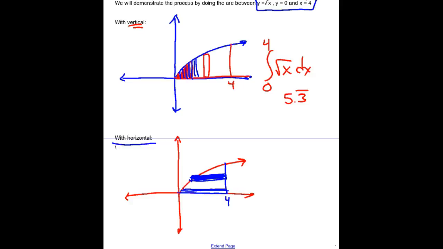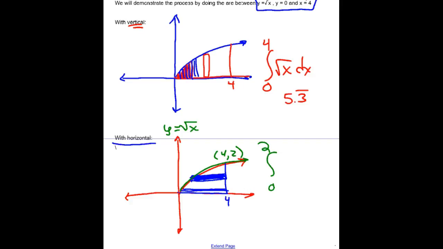Because now, instead of doing my rectangles from 0 out to 4 vertically, I'm doing them from 0 up to this. I'm going up the y-axis. And how high up am I going to go? 2. Remember, the square root of x is what this arch is right here. So I'm not coloring from 0 to 4. That would be if I was coloring left to right. I'm going to go from 0 up to 2. So my limits change when I do these horizontal.